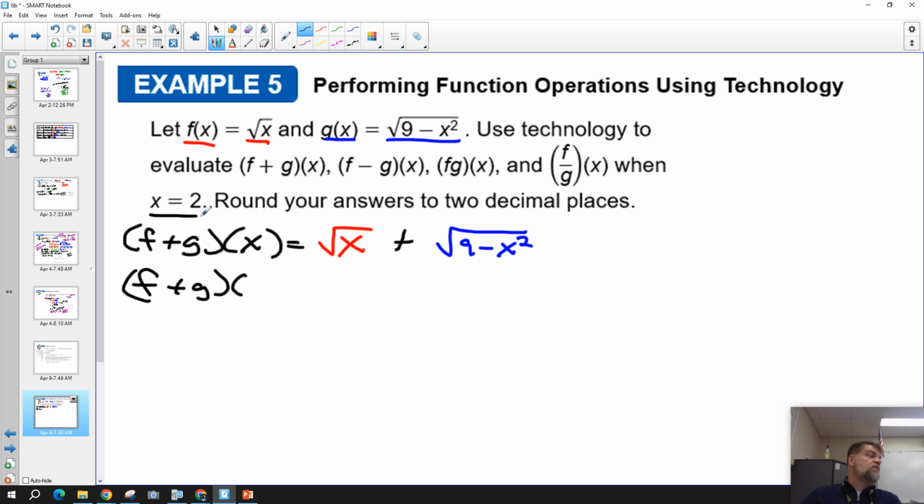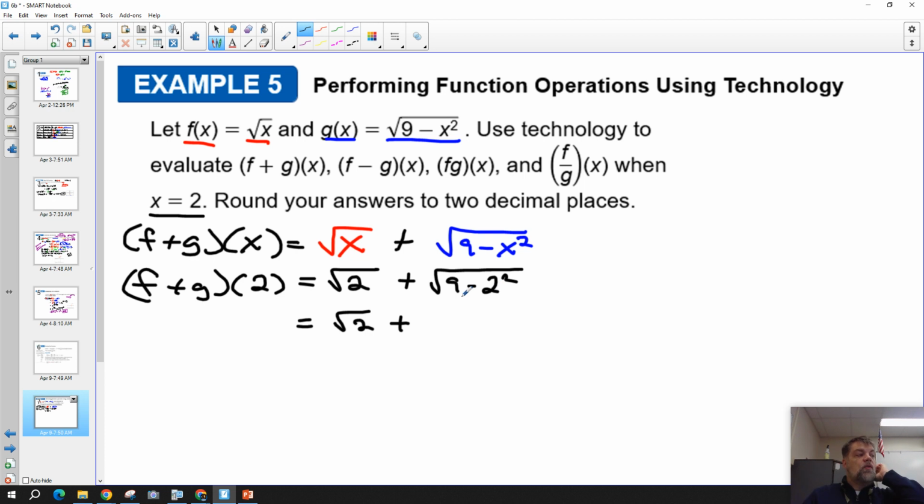Next, we need to evaluate it when x equals 2. So we rewrite that with the square root of 2 plus the square root of 9 minus 2 squared, right? So on the next line, this stays the square root of 2 plus the square root of 9 minus, what's 2 squared? It's 4, right? So what's 9 minus 4? 5.